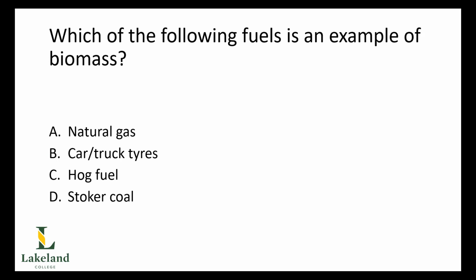Next one. Which of the following fuels is an example of biomass? Is it natural gas, car or truck tyres, hog fuel, or stoker coal? Basically, you're looking for one of those fuels that used to be alive, and that is hog fuel. Hog fuel is a mixture of wood chips, bark, sawdust, etc. that we get from the logging industry and is a byproduct of things like the paper pulp industry from something like the kraft process, for example. That's a classic location in industry where you're going to find hog fuel, even in places like sawmills as well. So answer, hog fuel.